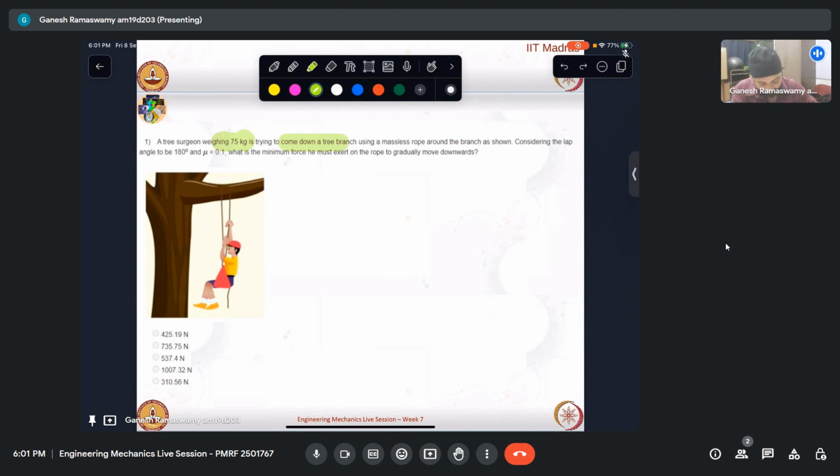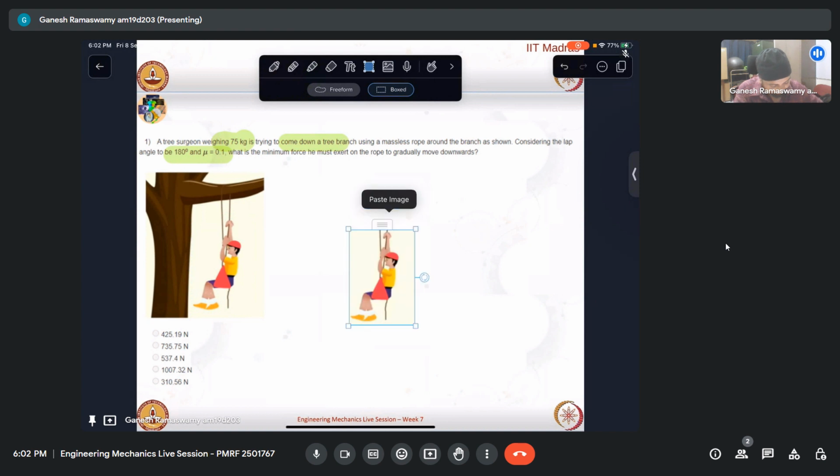Considering the lap angle to be 180 and mu to be 0.1 for simplicity, what is the minimum force that he must exert on the rope to gradually move downwards is what is asked. So let us isolate this and draw the free body diagram. Let me copy this and put it here.